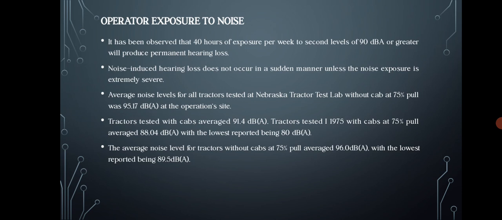Tractors tested in 1975 with cabs at 75% pull averaged 88.04 decibel, with the lowest reporting being 80 decibel. The average noise level of the tractors without cabs at 75% pull averaged 97.0 decibel, with the lowest reporting being 89.5 decibel.